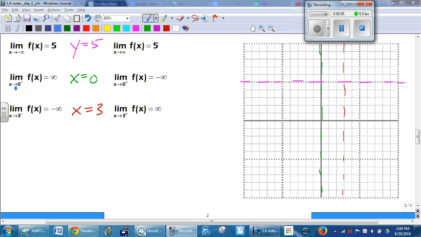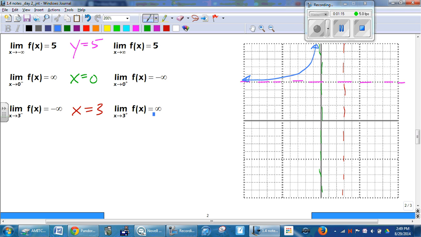The limit as x approaches 0 from the left. So as we're coming from this direction, we need to figure out, are we going up towards infinity, that would put us up here, or are we going down towards negative infinity, that would put us in the lower section. So here we're approaching positive infinity. So we're going to go up like this.